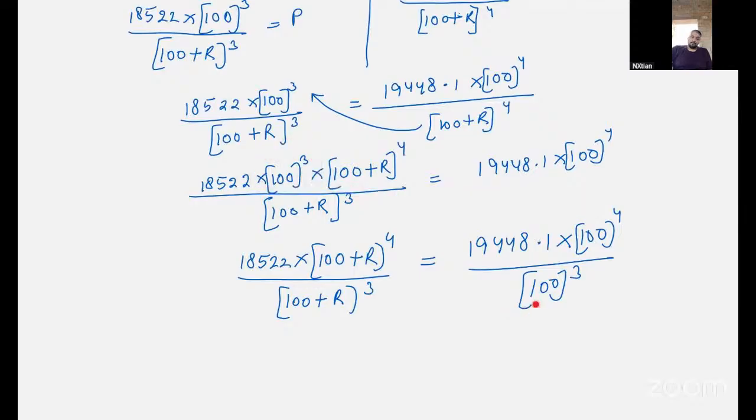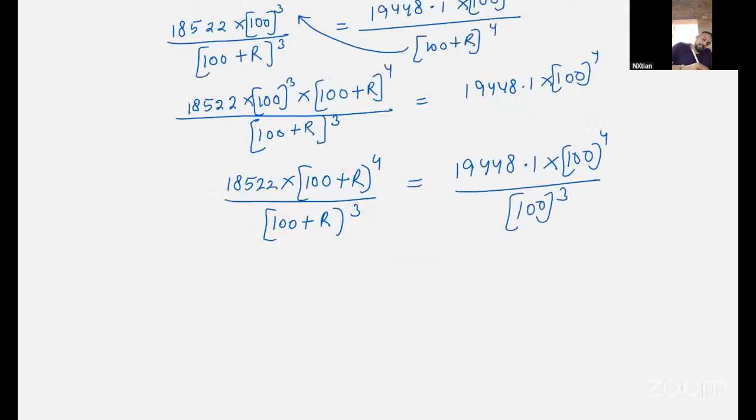Now why am I doing this? See, if I check this, the base is the same, the power is different, and they are in division form. So what is the rule for that? If the base is the same, the power is different, and they are in division form, then the power will subtract. So it is going to look like this.